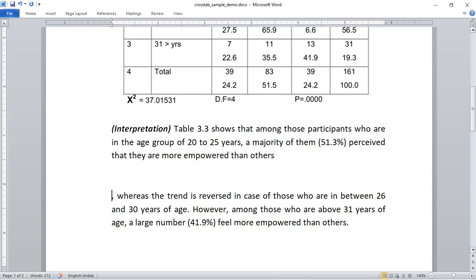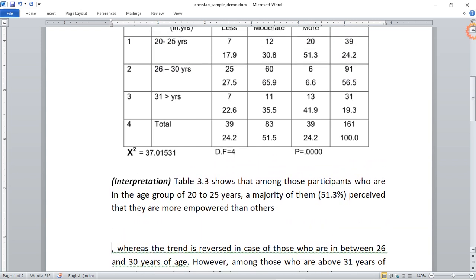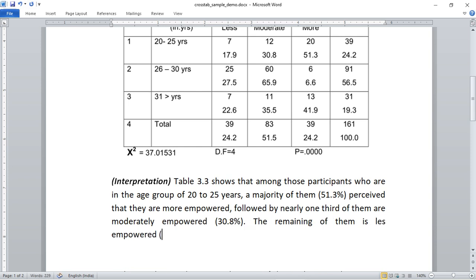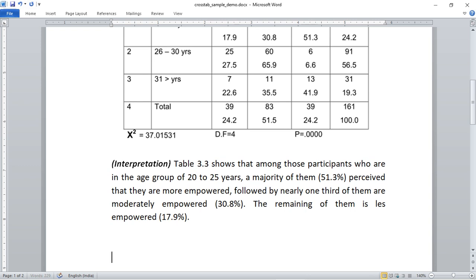I'll break it here, then explain more elaborately. So, a majority of them perceived that they are more empowered than others. I'll split it here. Followed by nearly one third of them are moderately empowered, in brackets 30.8%. The remaining is less empowered, brackets 17.9%, close. Now, among, I'll take it from the previous slide.